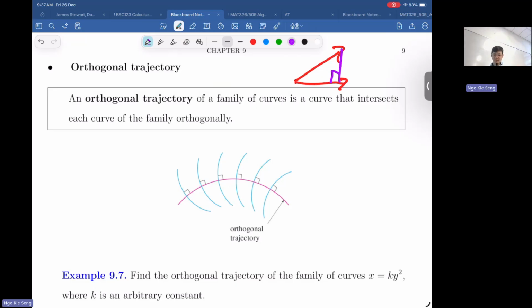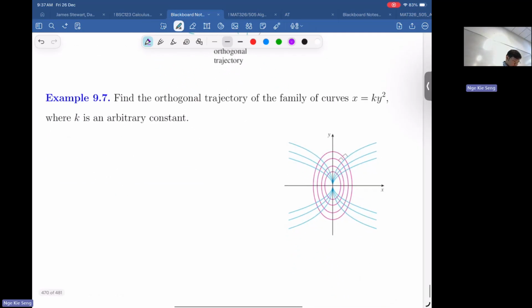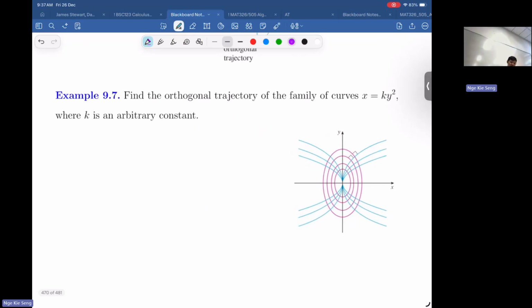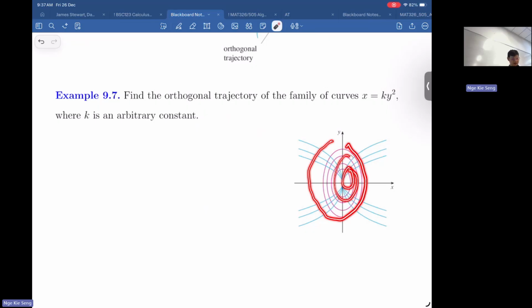I think this is not a focus in this class, but just for the sake of this knowledge, let's say we want to find an orthogonal trajectory of the family of curves x equals ky squared. So x equals ky squared actually is this parabola here. We're going to show that the curves orthogonal to these are actually this bunch of ellipses. So it turns out that these are orthogonal.